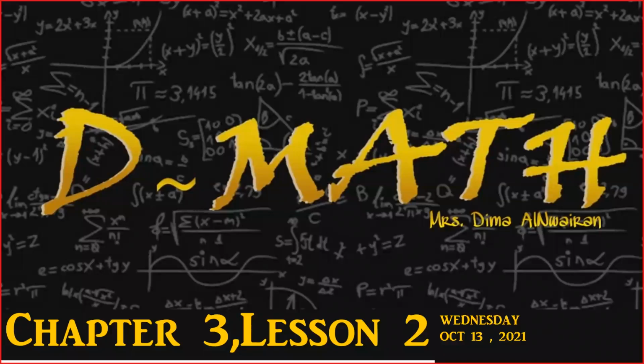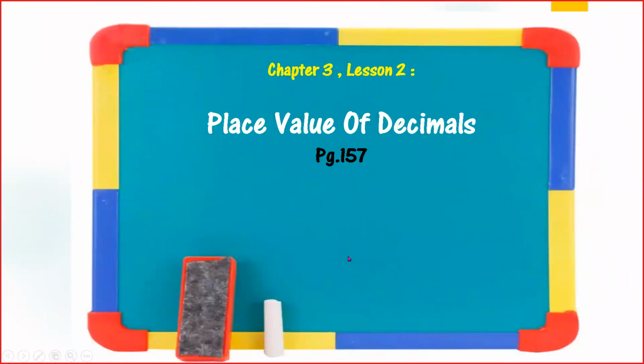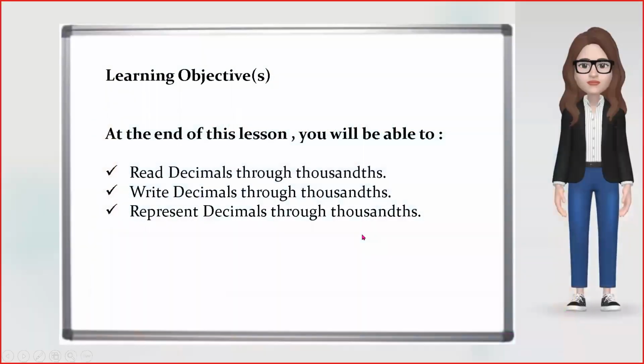Good morning. Today we will start with a new chapter, chapter 3, and we're going to start with lesson 2, which is talking about place value of decimals. We know what the decimals are. We're going to talk about the place value of the decimals. At the end of this lesson, you will be able to read the decimals through the thousands, write the decimals through the thousands, and represent them through the thousands.